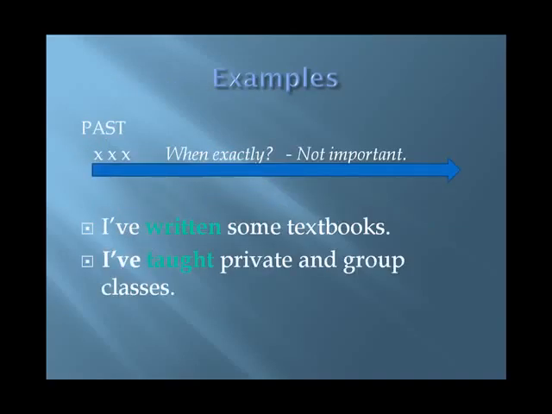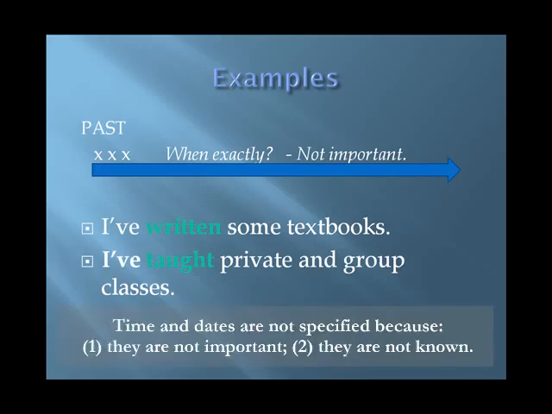Consider these two examples. In both cases, I'm speaking in general about my professional experience. The first, I've written some textbooks. The second, I've taught private and group classes. Now, do you need to know when exactly I wrote the books or when exactly I taught these classes? No, you don't. So, in the present perfect, times and dates are unspecified, usually because they're not important, but they could also be unknown.